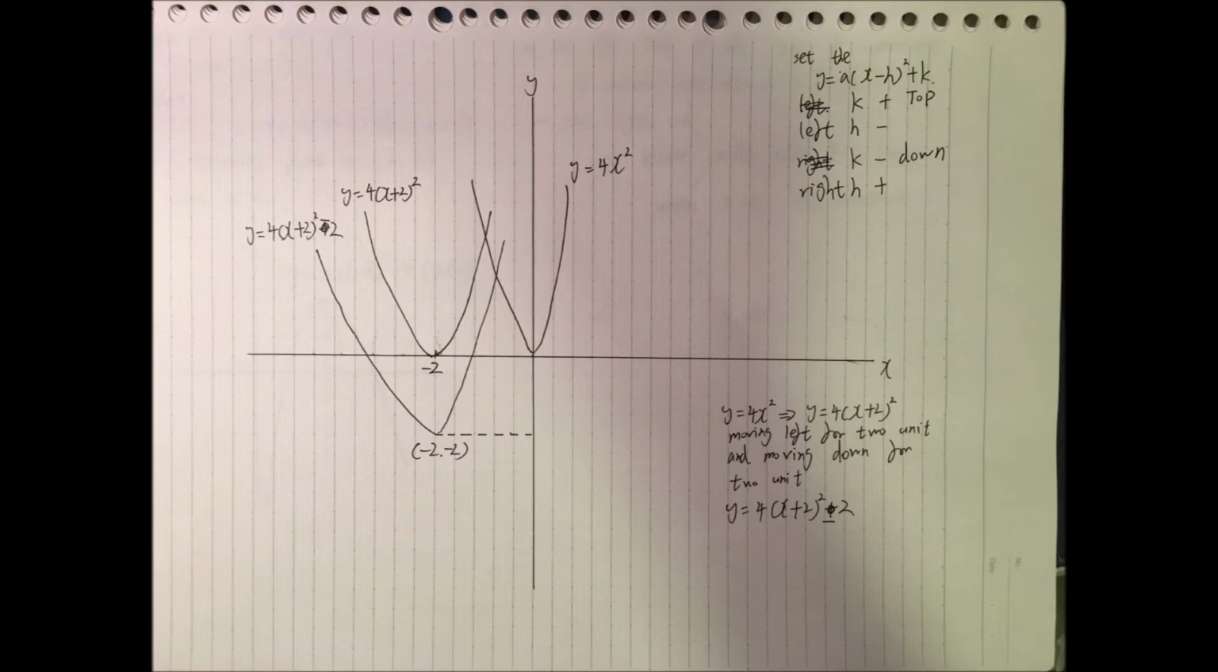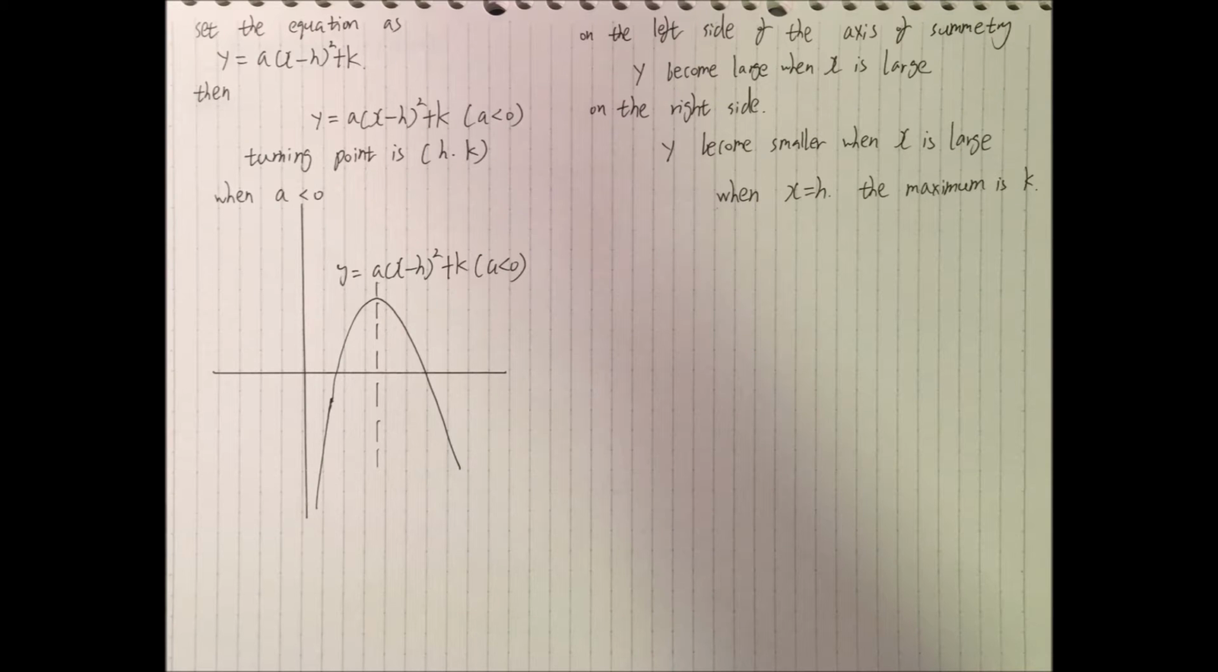And also, the h and the k are not the only factors that determine how the graph moves. The a is also important. For instance, if a is smaller than 0, the graph will be facing down. On the left side of the axis of symmetry, y becomes larger when x is larger, and on the right side of the axis of symmetry, y becomes smaller when x is larger. And when x is equal to h, the maximum is k.